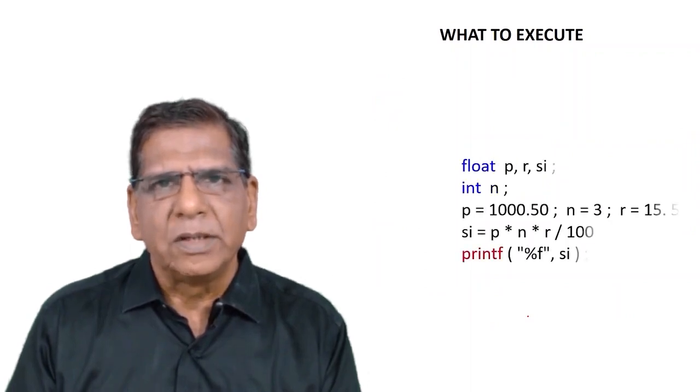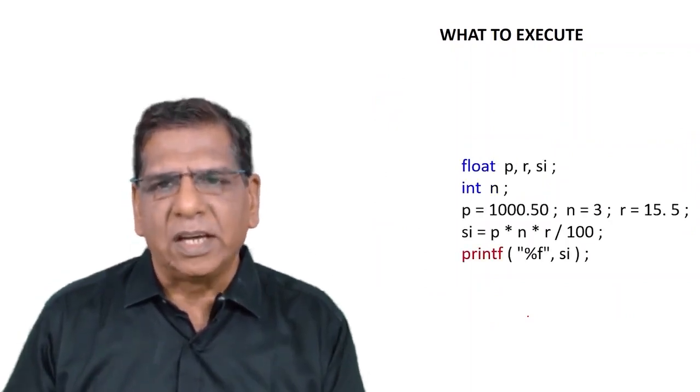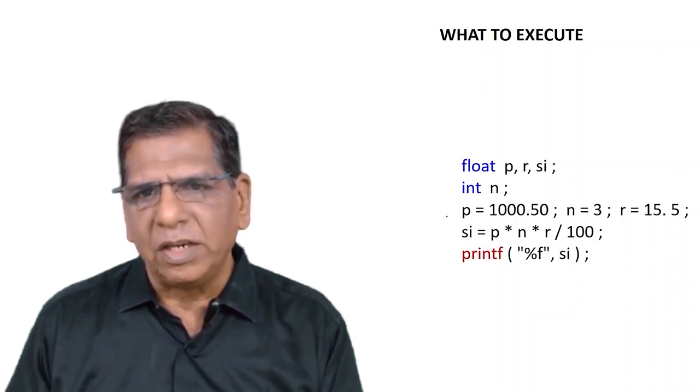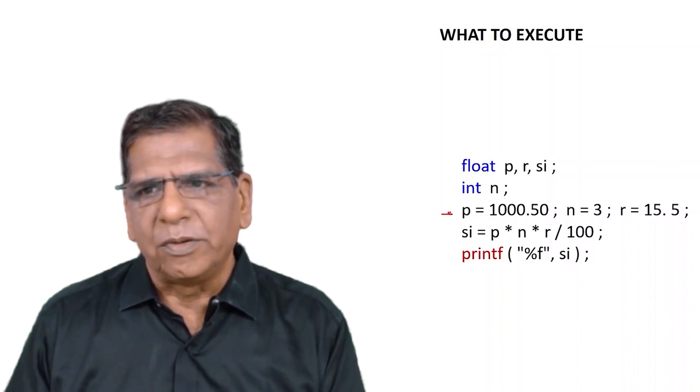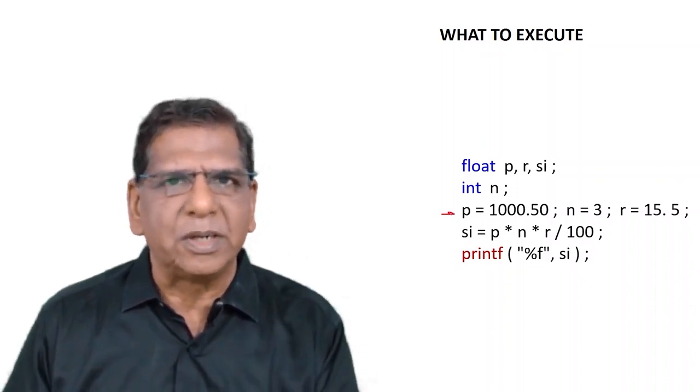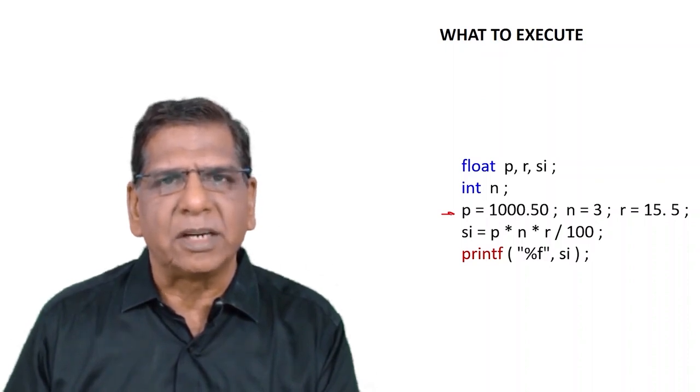Now what we have done so far is this. If you notice carefully, here we have said P equal to 1000.5, N equal to 3, and R equal to 15.5 in one single line. Again, notice that we have managed to separate them using the statement terminator, that is semicolon.